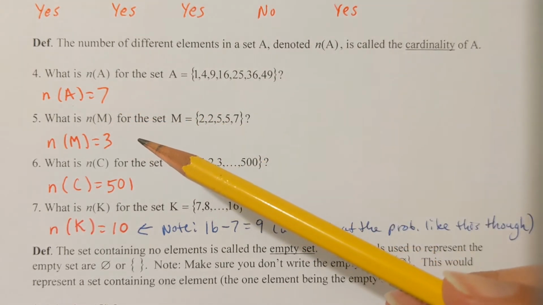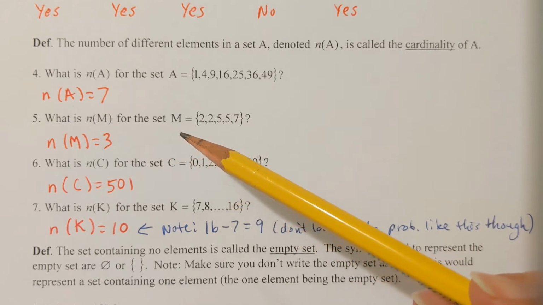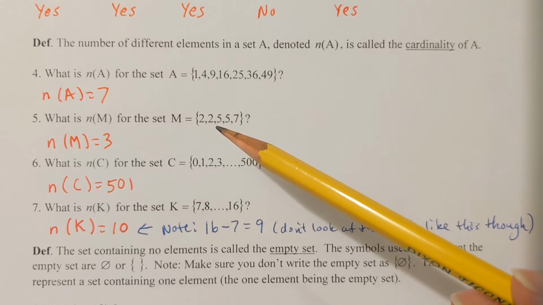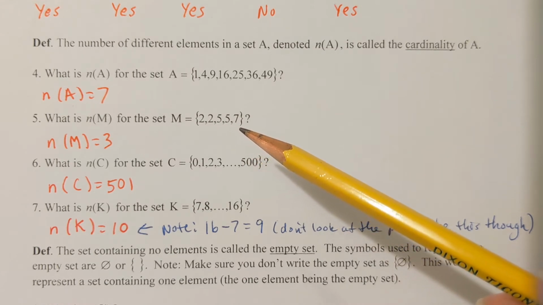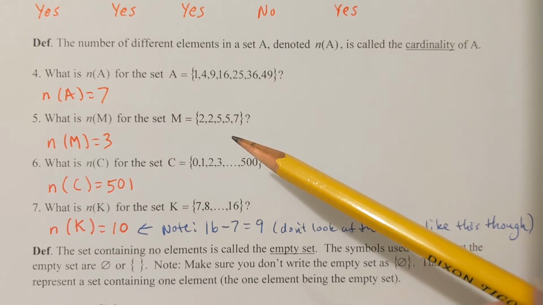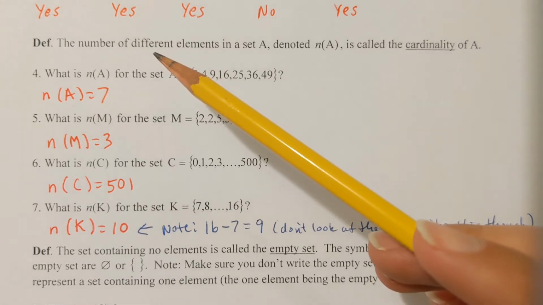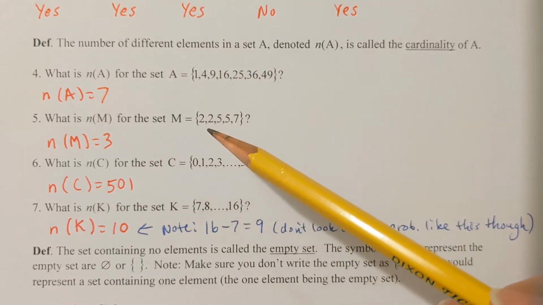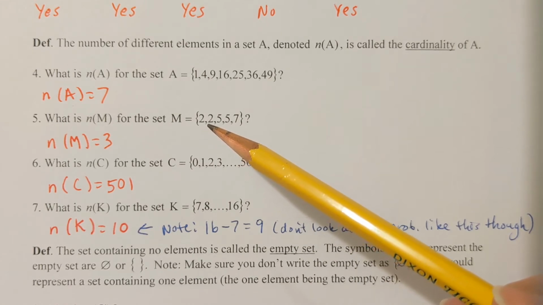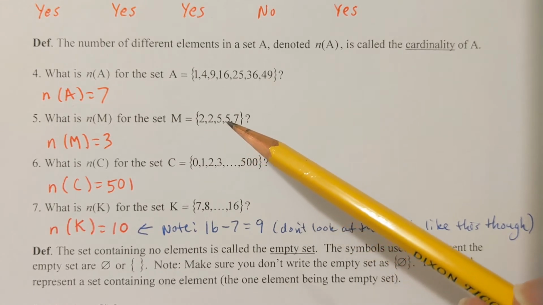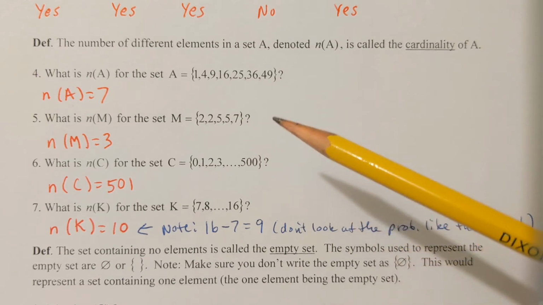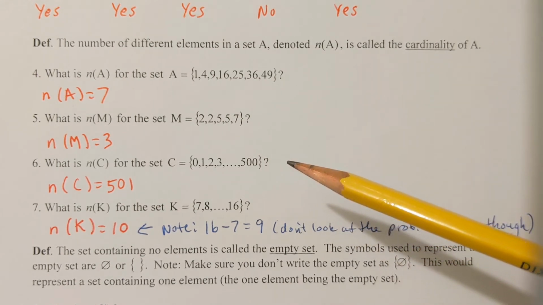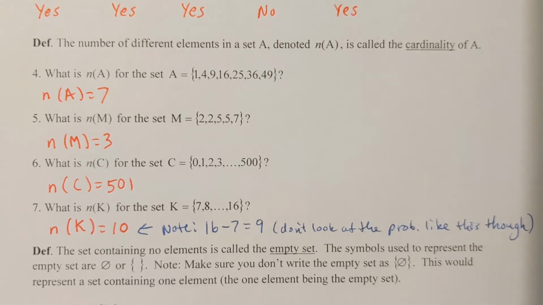Problem 5, what is the cardinality of M for the set M, which is given by the set 2, 2 again, 5, 5 again, and 7? Okay, so the number of different elements, different is a key word there, so that'd be 3. This is exactly the same thing as the set containing 2, 5, and 7. You see, with sets, I can repeat an element as many times as I want to. Why I would do that, I don't know. But I could if I wanted to.